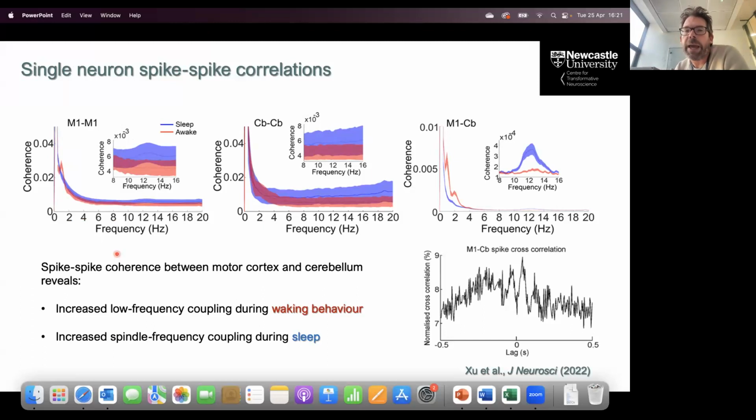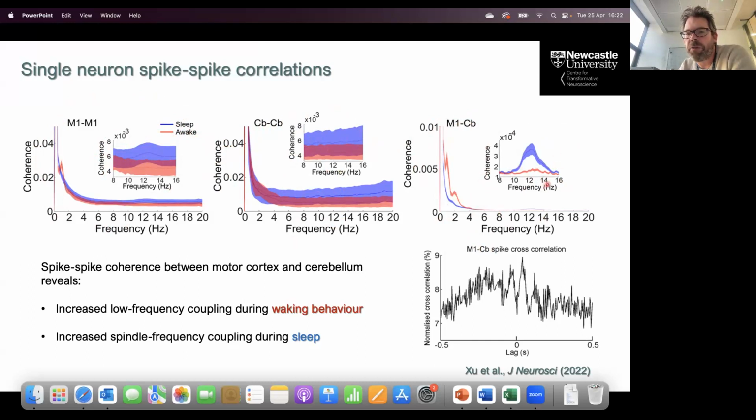What about spike activity then? So what I'm showing at the top here is spike coherence between all our pairs of neurons, separated for sleep in blue and awake in red, and for pairs of motor cortex neurons, pairs of cerebellar cortex neurons, and between area pairs. And you can see, interestingly, within area we don't see very much difference between wake and sleep in the spike coherence. But the big differences are when we look at the between area correlations.